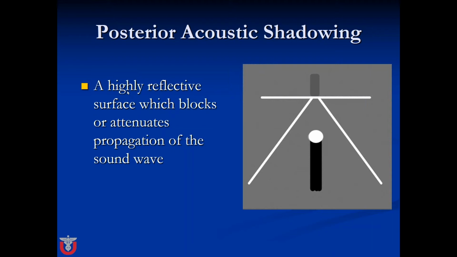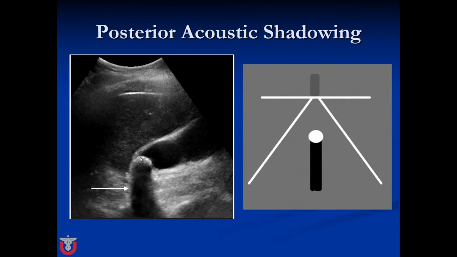All right, let's see how that compares to posterior acoustic shadowing. That's our other artifact that helps us. Well, this is kind of the opposite. Now the ultrasound beam comes down and it hits something that's really brightly reflective, and no ultrasound gets past it. That's super helpful for us when we're trying to diagnose something like gallstones. So here's the gallbladder, here's the gallstone, and this is posterior acoustic shadowing. This is another word that I think you should remember for later in the talk when we get to the quiz.